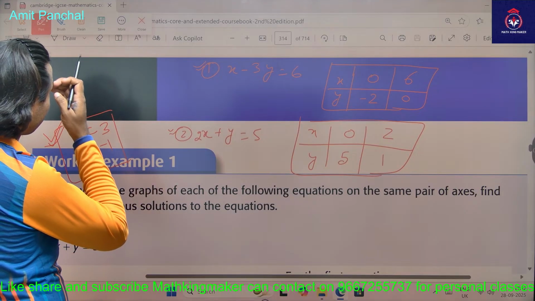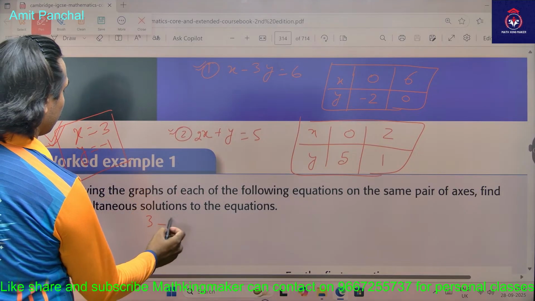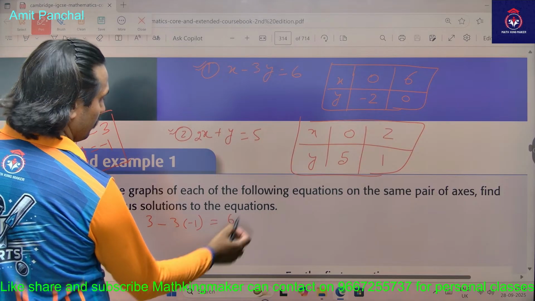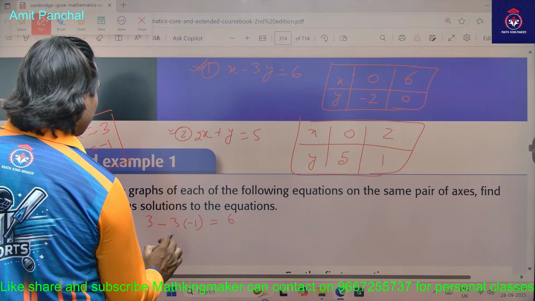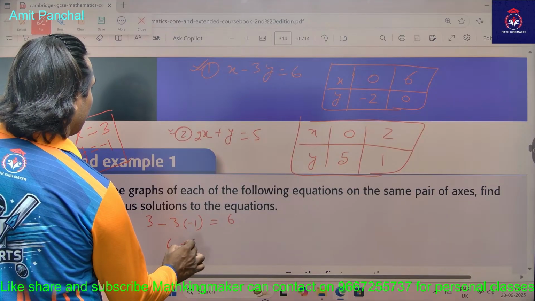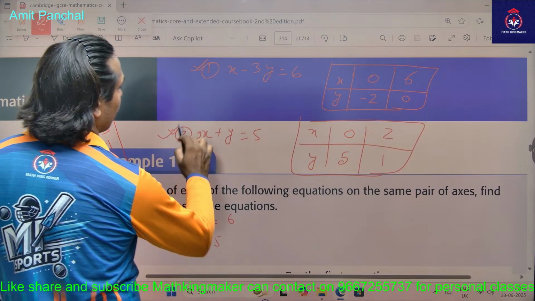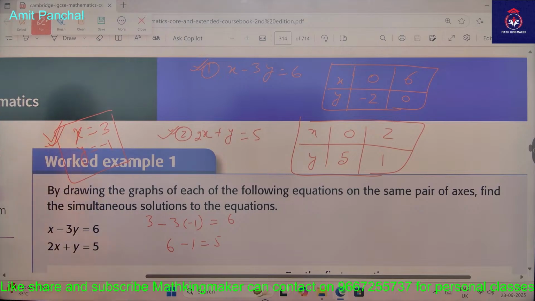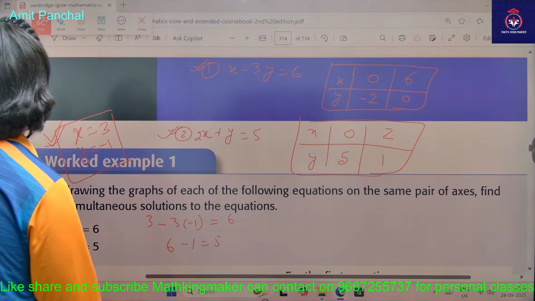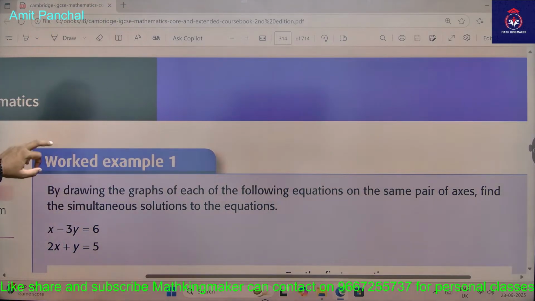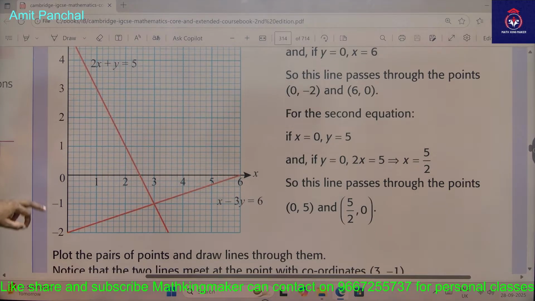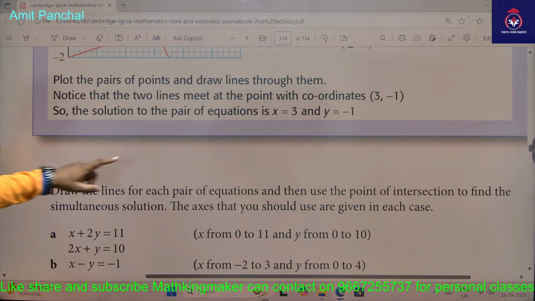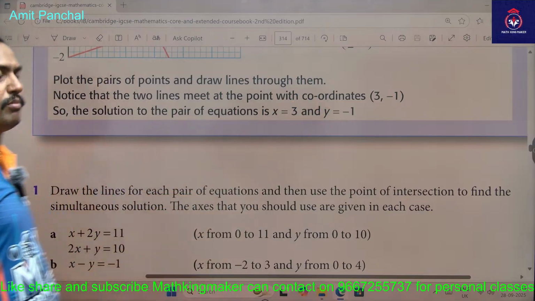If you put x as 3, so 3 minus 3 into minus 1, that will become 6. So that means it is verifying the first equation. If you put it in the second equation, that will be 6 minus 1, that is equal to 5. So that is verifying your second equation. That means your answer is right. So you can check your answer in the classroom itself, whether it's right or wrong. Since we just checked it, it seems to be right. So the solution is x equal to 3 and y equal to minus 1.